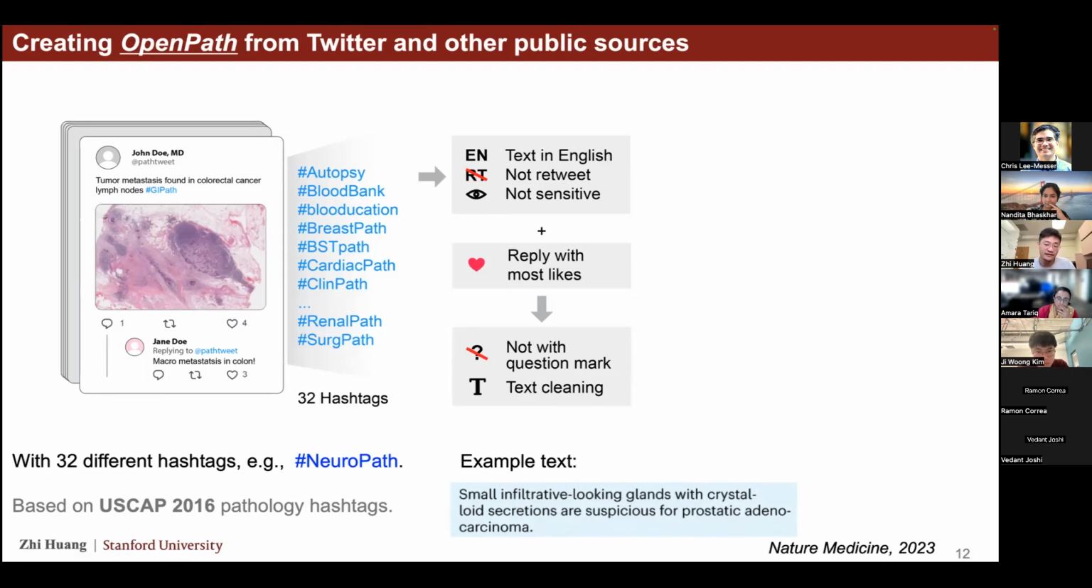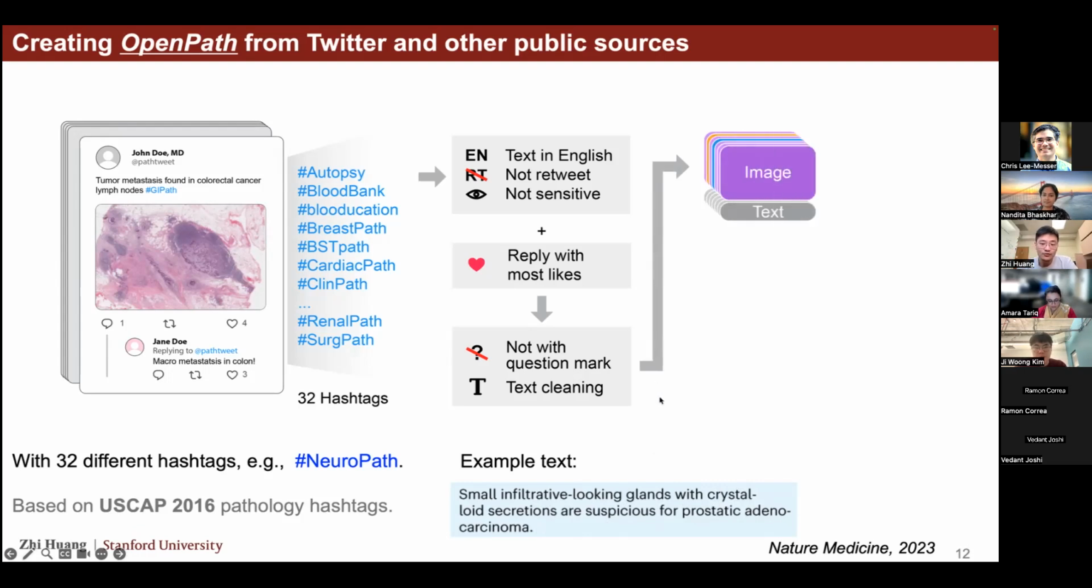Because it just contains several even more key concepts of the image, including small infiltrative looking glands. That's the knowledge it conveys, right? And crystalloid secretion. This is additional information that's shared, comes from the text description. And the tissue from prostate and a potential malignant tissue, adenocarcinoma, right? So we really get a lot more knowledge compared to categorical labels such as 0 or 1.